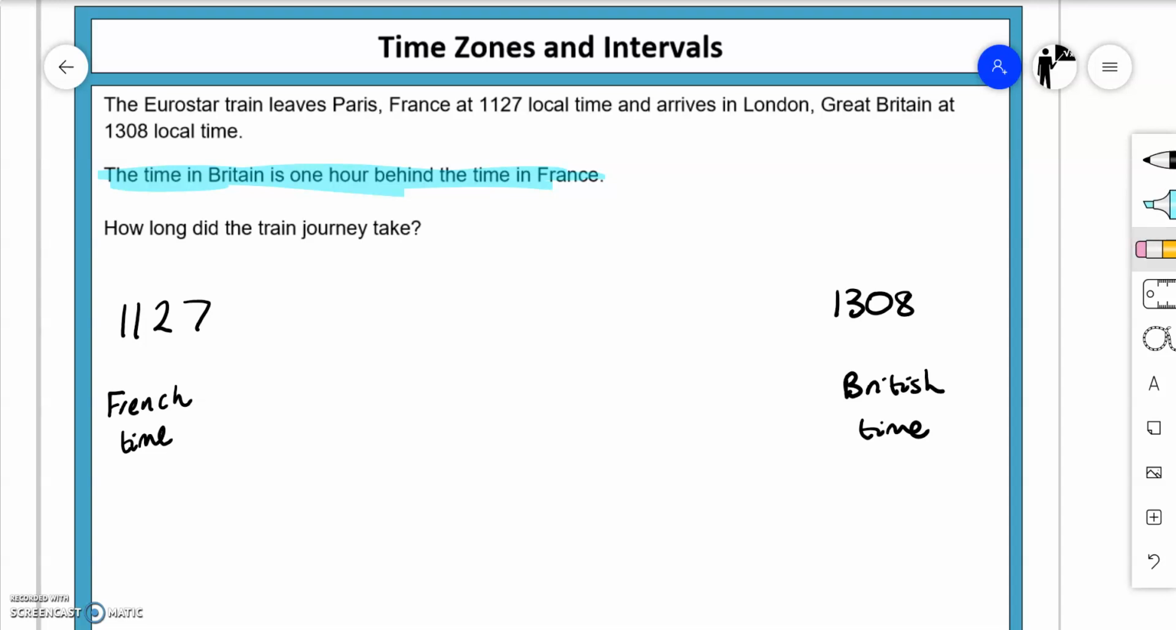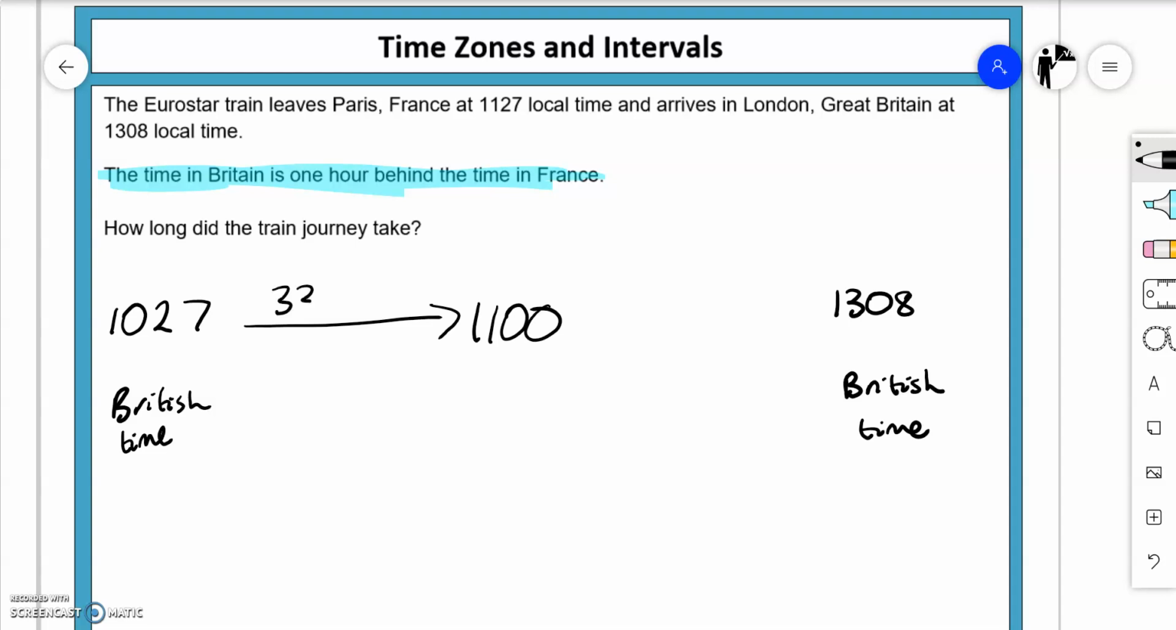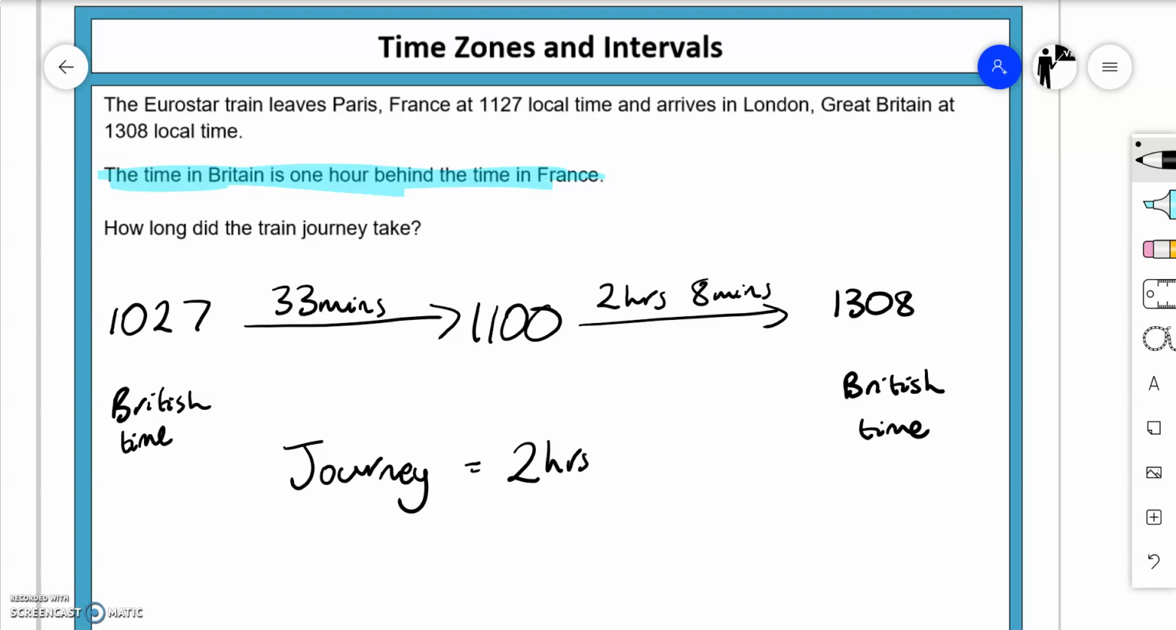Okay, so I'm going to change both of these to be British time. So if it's 11:27 in France, it's going to be 10:27 in Britain. So you just want them both to be in the same time zone. Usually it's helpful to go on to the next whole hour. That's going to be 33 minutes. And then we can jump on, and that's going to be 2 hours and 8 minutes. So altogether, the journey is going to take 2 hours and 41 minutes.